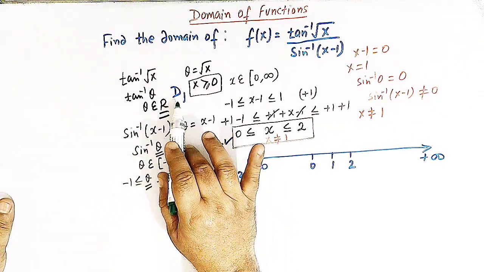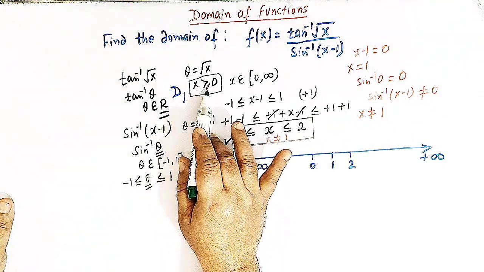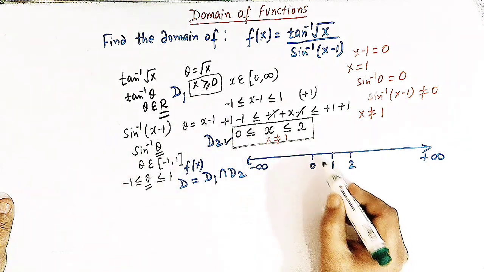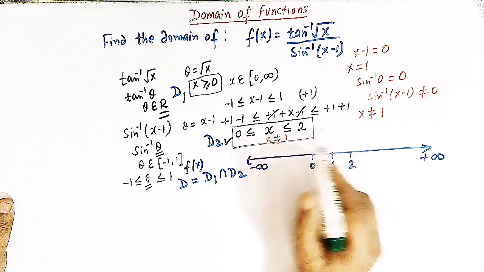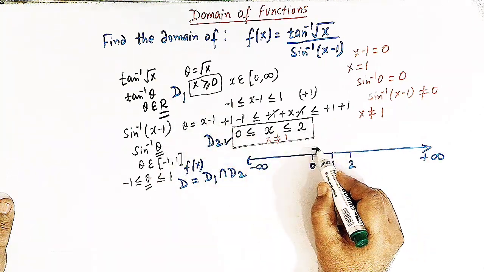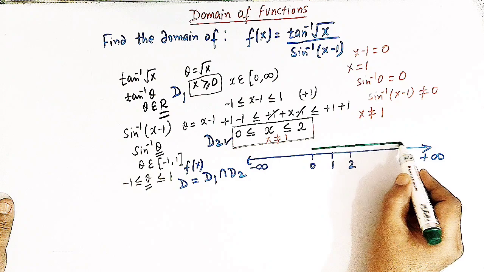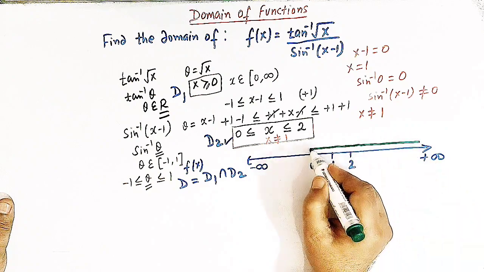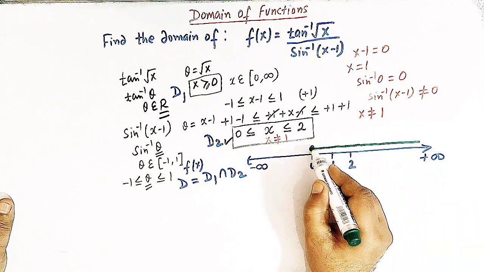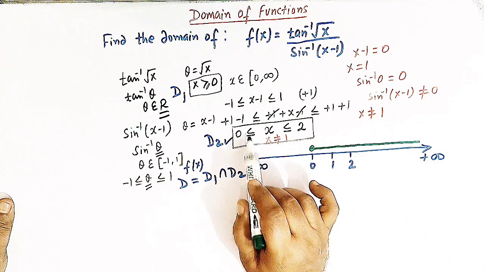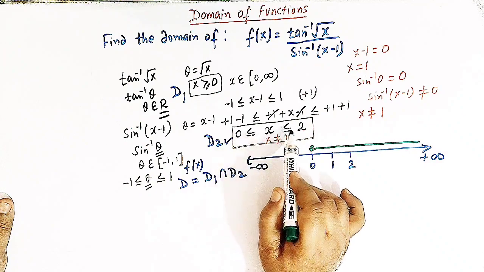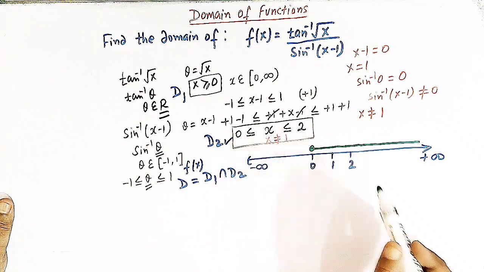So now the domain D1 is given by x greater than or equal to 0, right? So x greater than or equal to 0 is given by this region. Here this 0 is included, so we make it dark. And then we have x greater than or equal to 0 but less than or equal to 2, right?